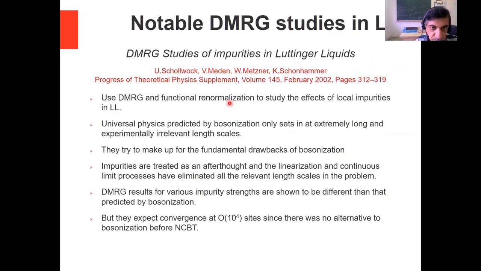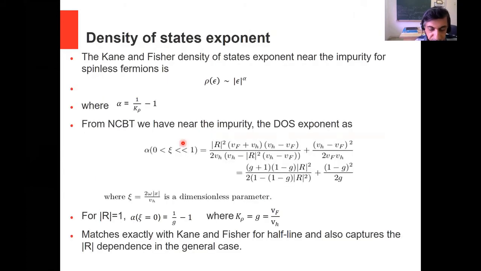So this paper, the paper by Schollwöck et al., they actually do a DMRG for the density of states exponent near the impurity or at the impurity. Of course, our non-chiral bosonization gives you an explicit formula for this exponent in terms of the homogeneous Luttinger parameter K rho and the impurity reflection parameters. For the half line, if mod R is 1, which is the perfect, infinitely strong impurity, that agrees exactly with Kane and Fisher.